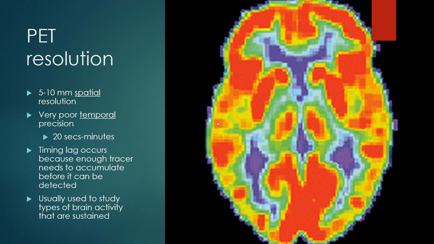And that temporal precision is directly related to how much tracer has to be deposited before they can pick up on the signal. So they have to get them to just continue doing something over and over and over again until a bunch of tracer gets deposited, and then they're able to pick up on it. So we have no idea really when it happened, but we know that it happened in that spot within a 5 to 10 millimeter radius. So this is usually used, because of how long it takes, to study types of brain activity that are sustained.